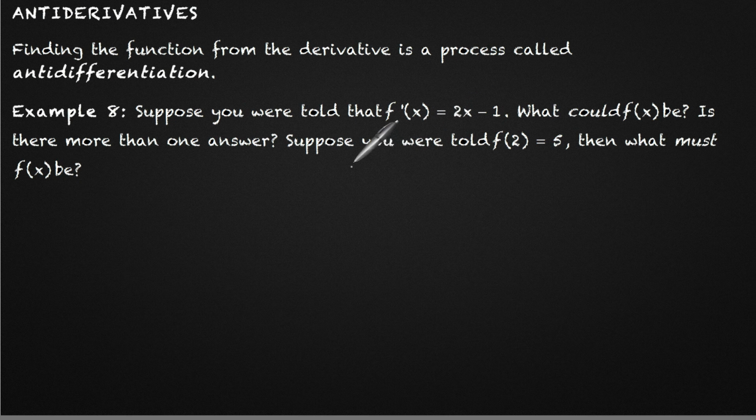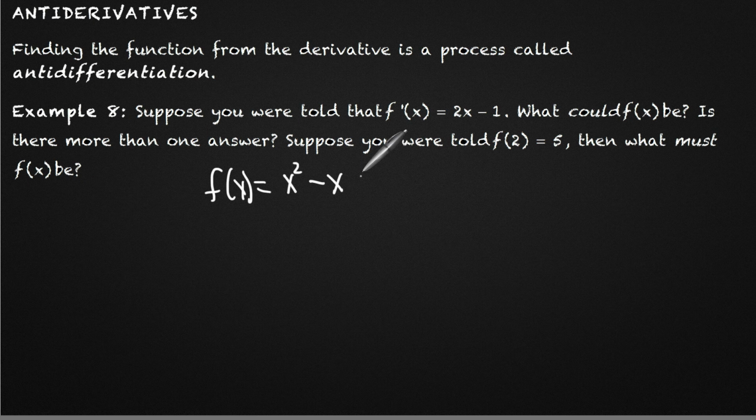So think about what f of x could be. Well, you'd have to think what would you be able to take the derivative of to get 2x? Well, that would have to be x squared, right? The derivative of x squared is 2x. And what derivative will give you negative 1? Well, that has to be negative x.